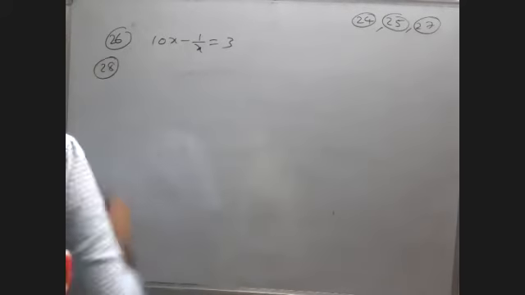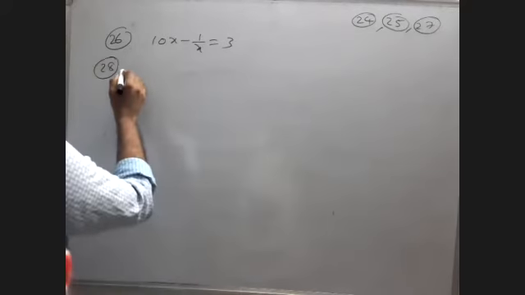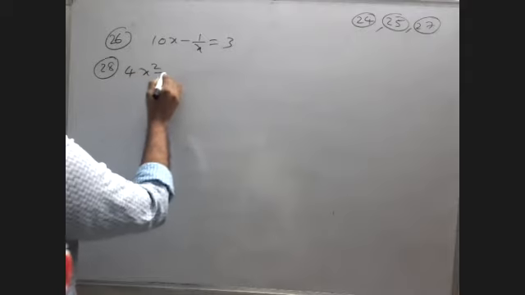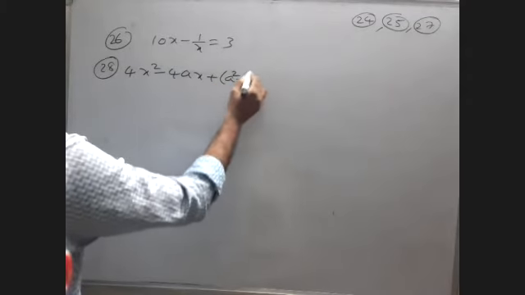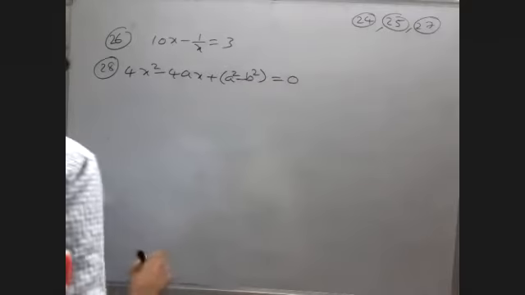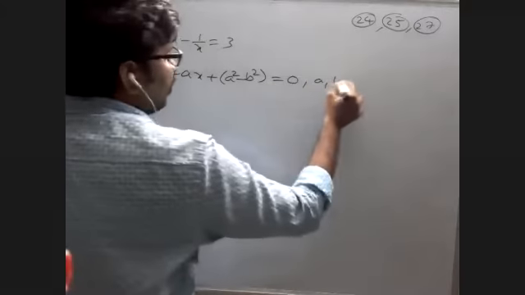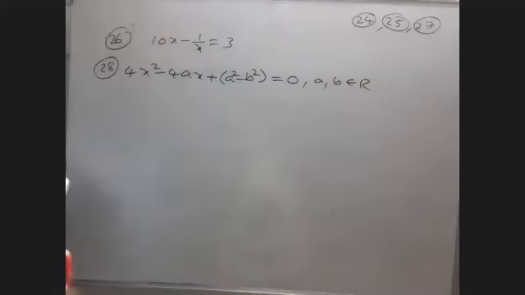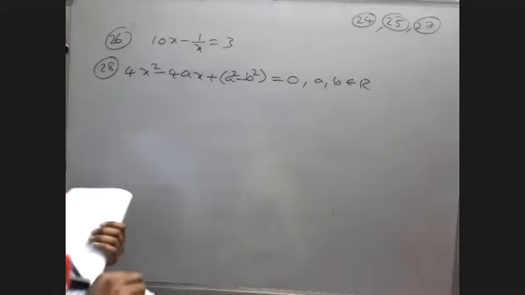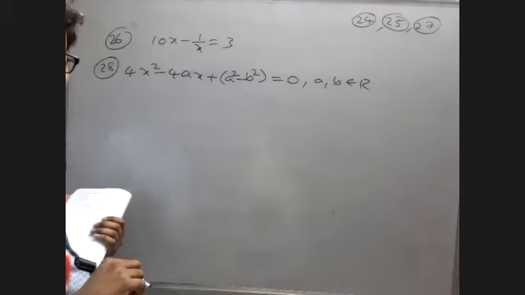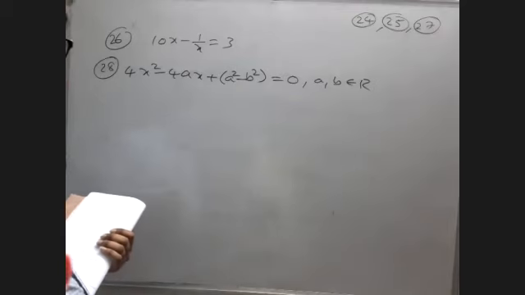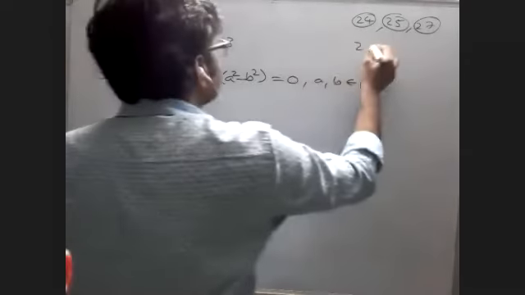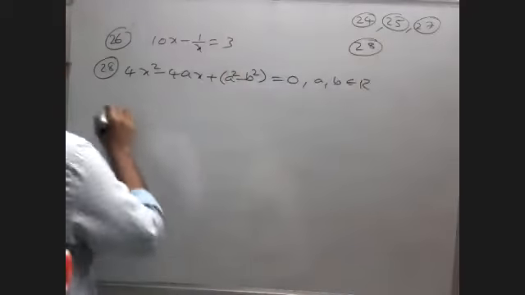28 I am writing: 4x square minus 4ax plus a square minus b square is equal to 0, where a comma b belongs to real numbers. Yes, sir. Right. What about this question? Classwork or homework? Sir, classwork. Okay, 28 this is. Next 29.